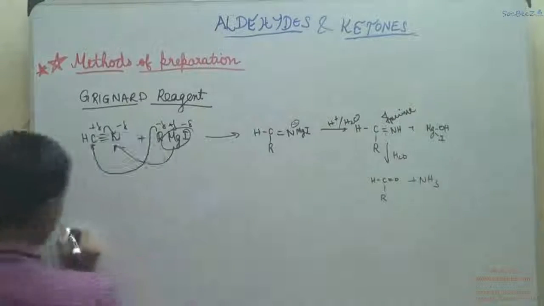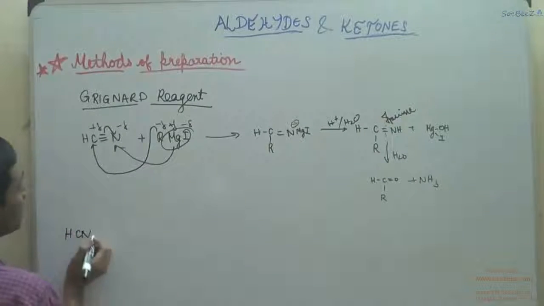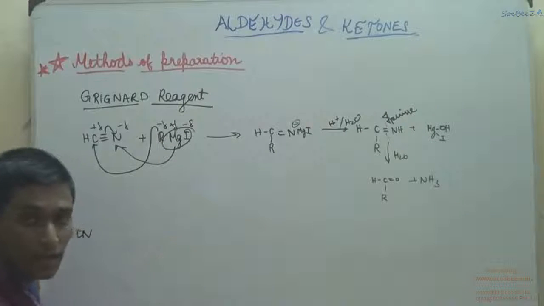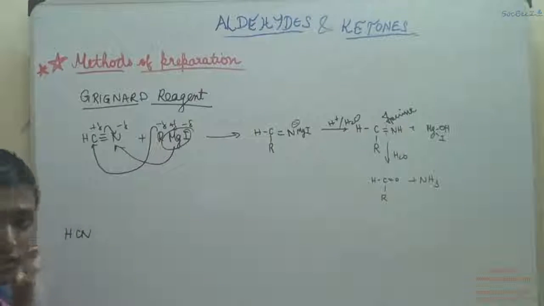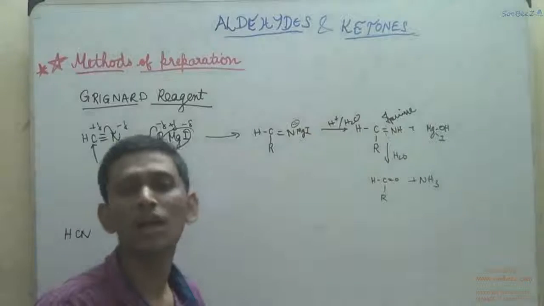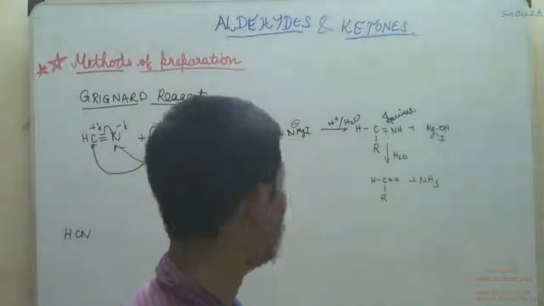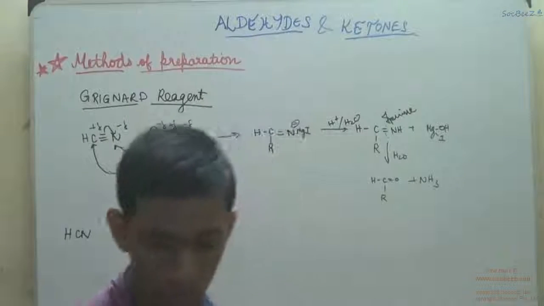Okay, let's take some example. I'm taking HCN. So what you get is an aldehyde. Now how to produce a ketone? Instead of HCN, if I use RCN, I'll get a ketone. Okay, so HCN, aldehydes; RCN, ketones.